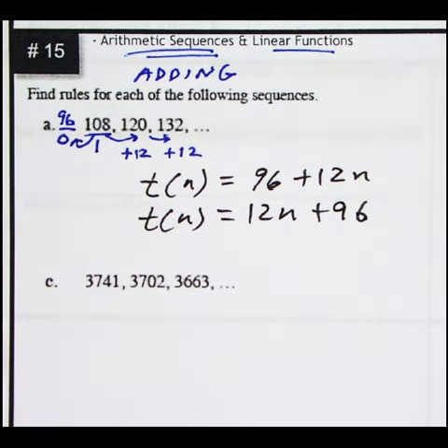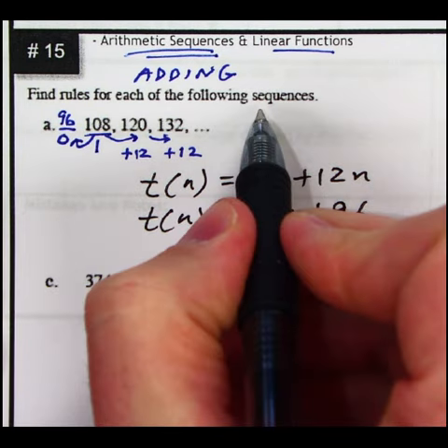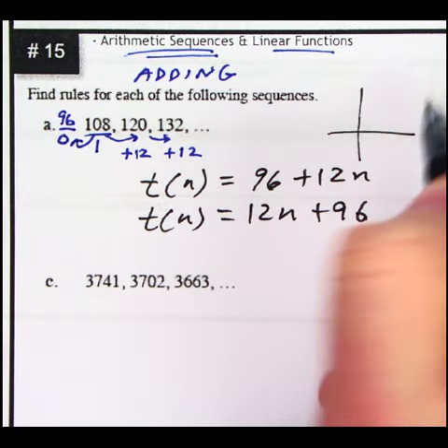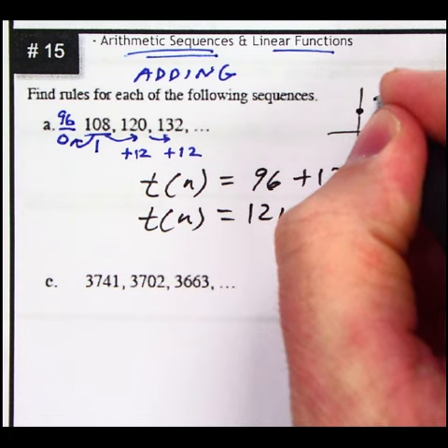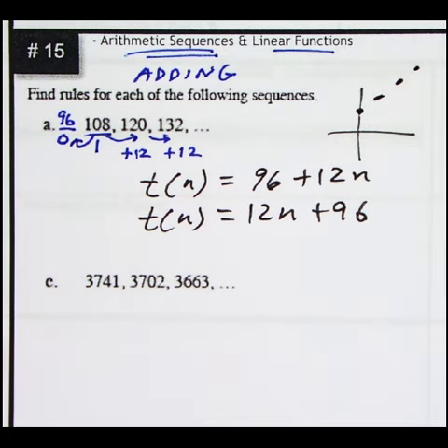In thinking about the graph of this, remember, sequences are discrete. If you were going to graph it, it would start at 96 and be a bunch of dots. Do not ever connect the dots on a sequence graph.